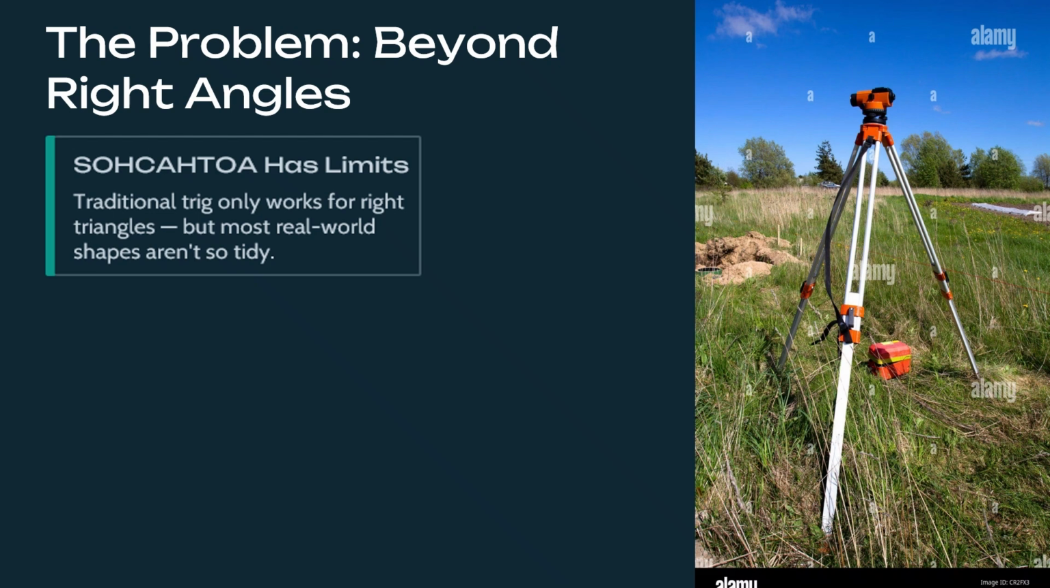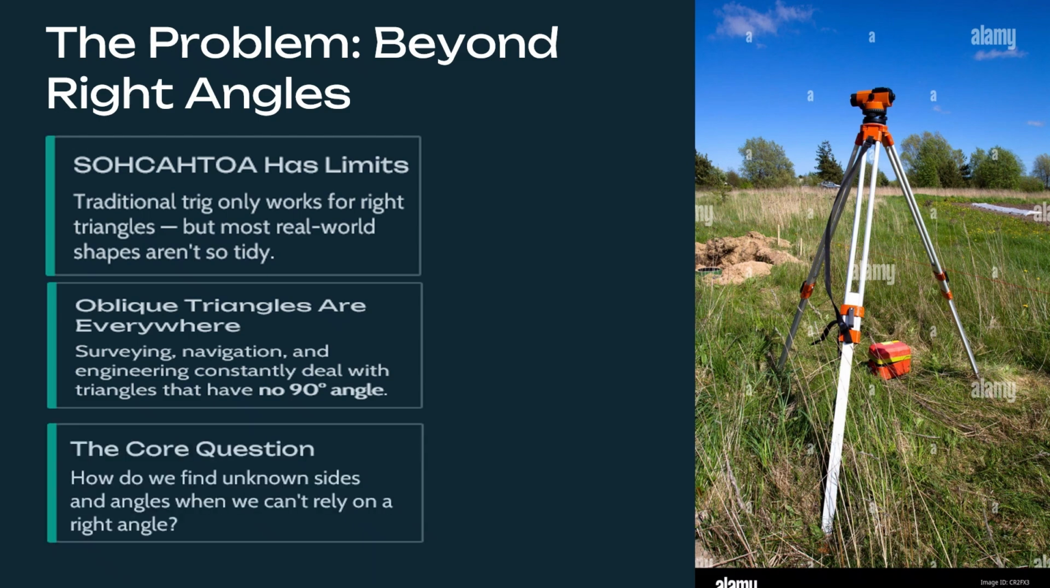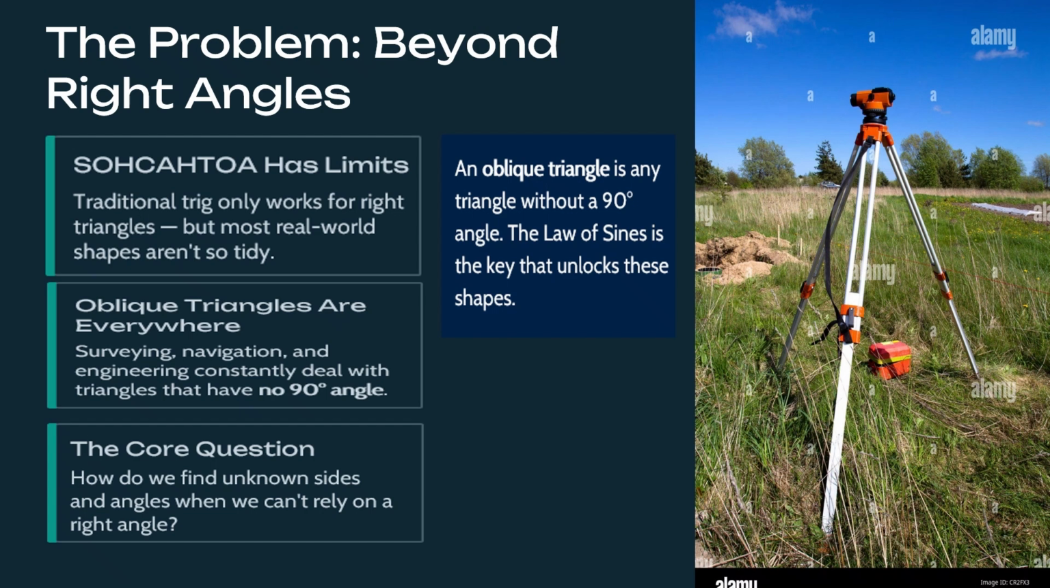But here's the limitation. SOHCAHTOA only works when a triangle has a 90-degree angle. The real world isn't always so neat. Think about surveying land, navigating across oceans, or designing engineering structures. The triangles we encounter often have no right angle at all. These are called oblique triangles. So the core question becomes, how do we find unknown sides and angles when we can't rely on a right angle? This is exactly where the law of sines steps in. It's the key that unlocks oblique triangles, giving us a way to solve problems that SOHCAHTOA alone cannot handle.